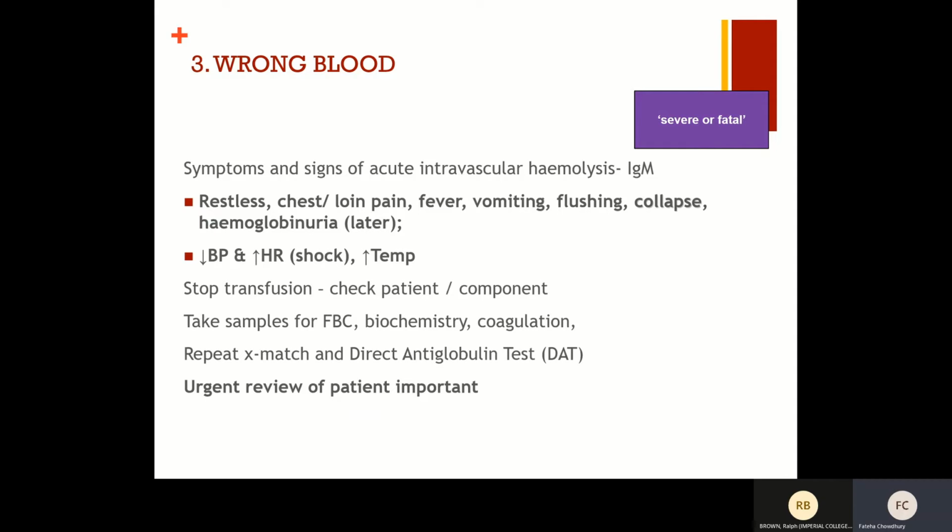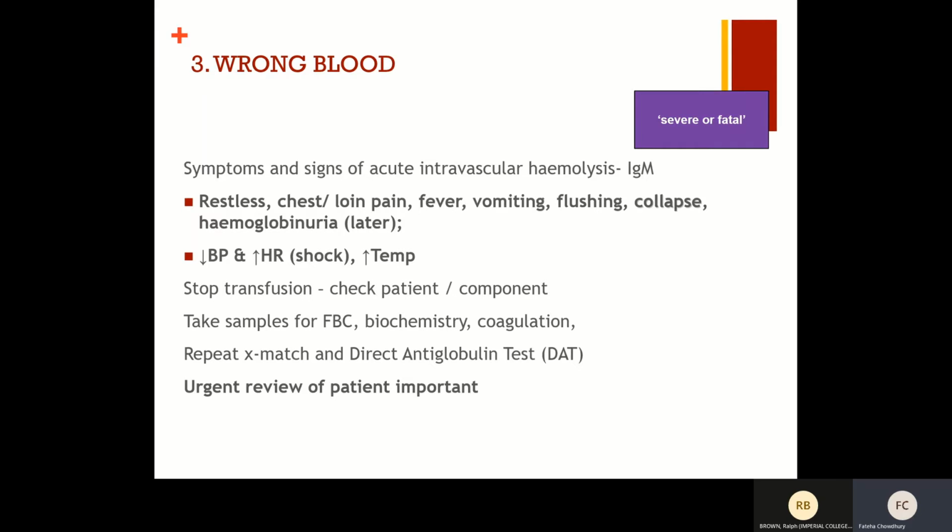So this is the really serious one, wrong blood, which can be severe or fatal, and the symptoms and signs are of acute intravascular hemolysis. The patient may be restless, have chest or loin pain, fever, vomiting, flushing, collapse. Later on, they may have hemoglobinuria. They may present with symptoms and signs of shock, so a drop in blood pressure, rise in heart rate, rise in temperature. Really here, you've got to stop the transfusion. You've got to check that the component is the correct component for the patient. And this patient really needs an urgent review.